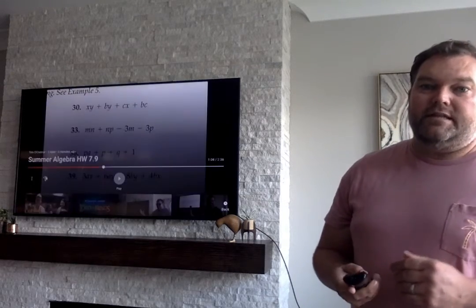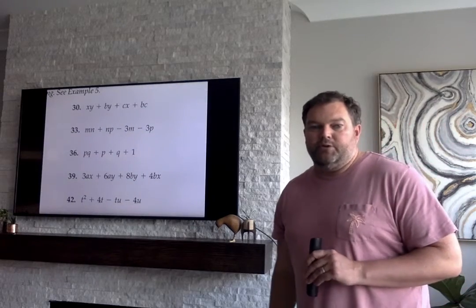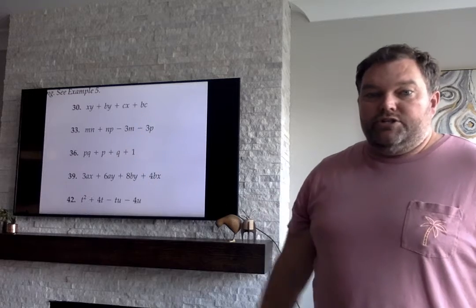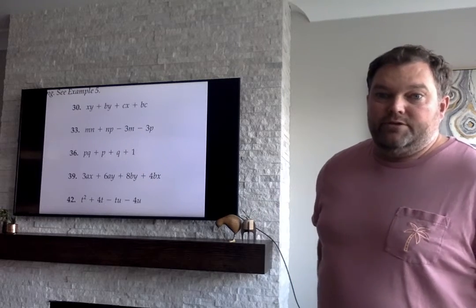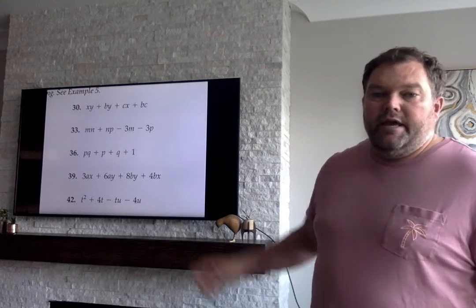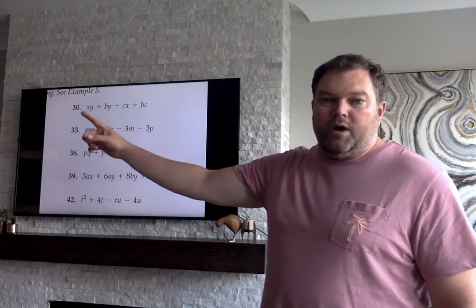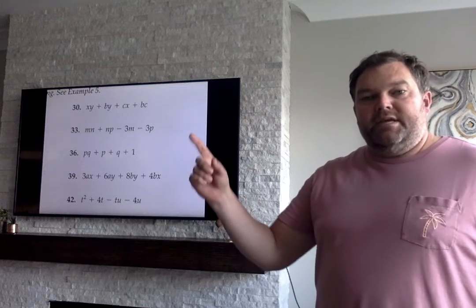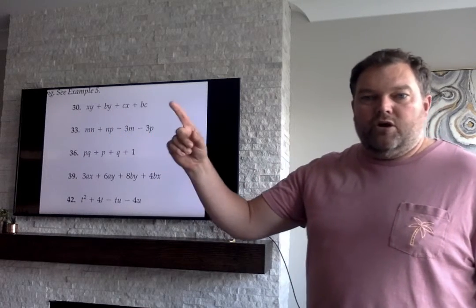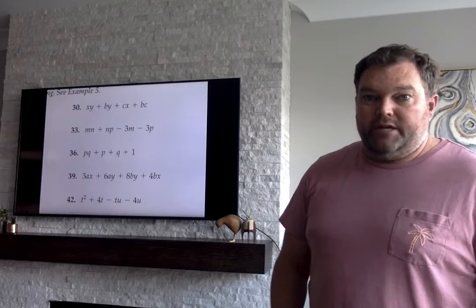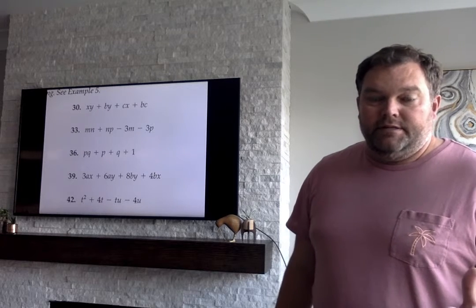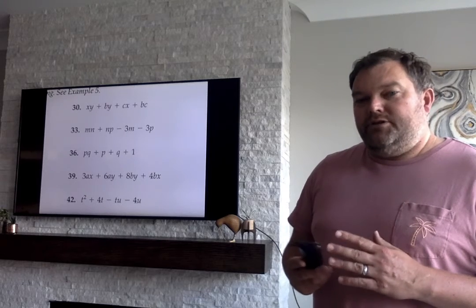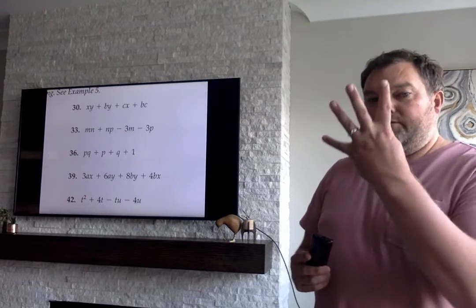Now, the next thing that could happen, I chose some problems from the book because this gets a little more challenging. Here, we don't just have trinomials, we have polynomials that have 4 terms. If I look at the top one here, xy plus by plus cx plus bc, is there anything all the way across here that's common in all 4 spots? There is not. We are allowed to do something, though, when there are 4 terms.